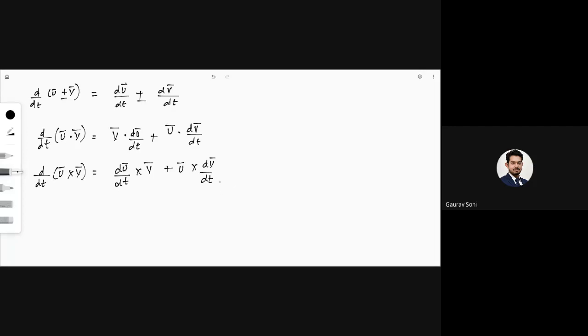So order should be maintained, because we know that u bar cross v bar is not equal to v bar cross u bar. The cross product maintains the order. Whatever the order is, that order should be maintained. If it is not, then the answer will be wrong. That's why, when you are taking the derivative of a cross product, this order should be maintained. First of all, take the derivative of u at its place, and when you're taking the derivative of v, it has to be at the second position, u bar cross dv bar by dt. So don't forget to maintain the order in which the product is given.